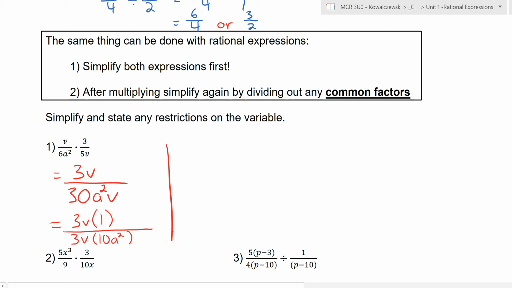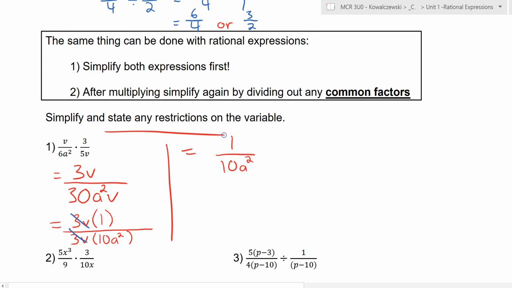Now, I'm going to continue my solution over here. What we know from yesterday is those two factors will divide out. So we are actually left with 1 over 10a squared. So the original question, when we multiply it, is equivalent to 1 over 10a squared.